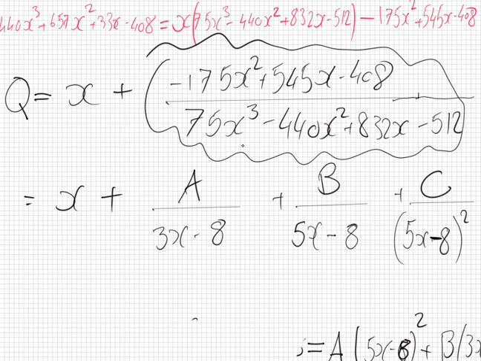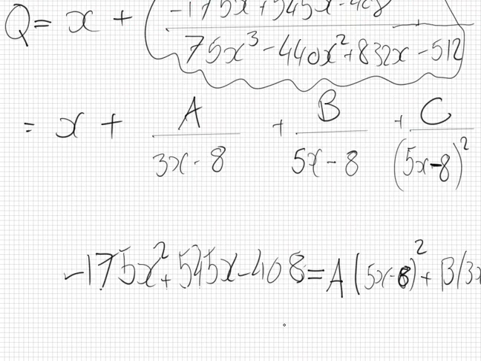So when you multiply by the denominator, the cubic goes and you're left with the quadratic on top. That would have saved pain later. 75x squared plus 545x minus 408.